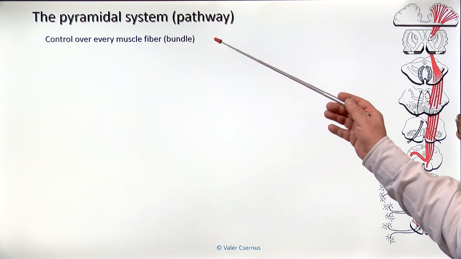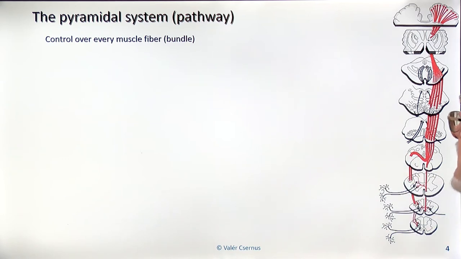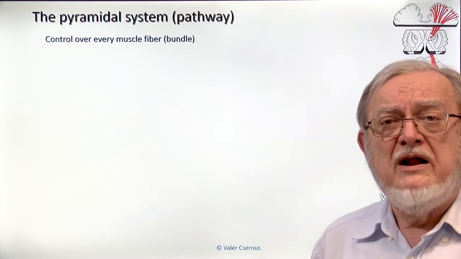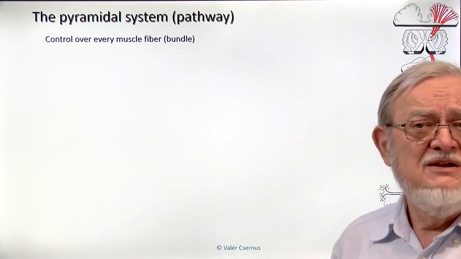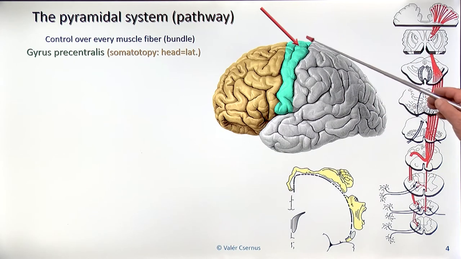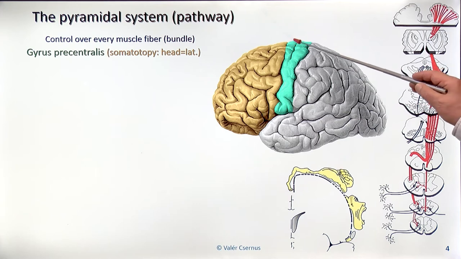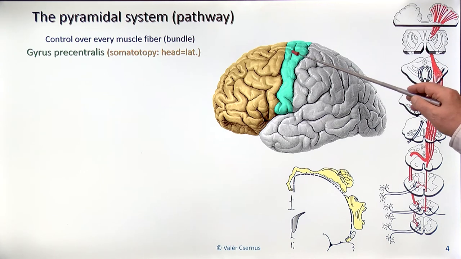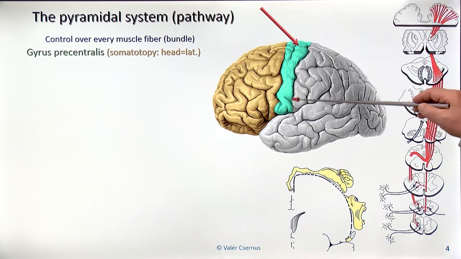Let's see the other two things. The pyramidal system: as I mentioned, we have a direct, almost direct control to the skeletal muscle from the cortex. And this gives a kind of power over every single muscle fiber. Every single muscle fiber we can contract voluntarily. The cortical center of this one, which has point-to-point mapping to the muscle fibers, is the precentral gyrus, the posterior-most part of the frontal lobe.